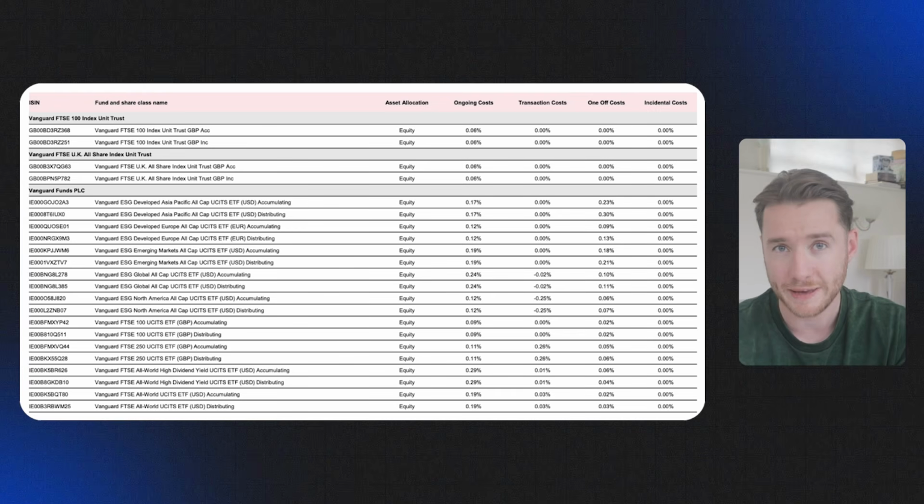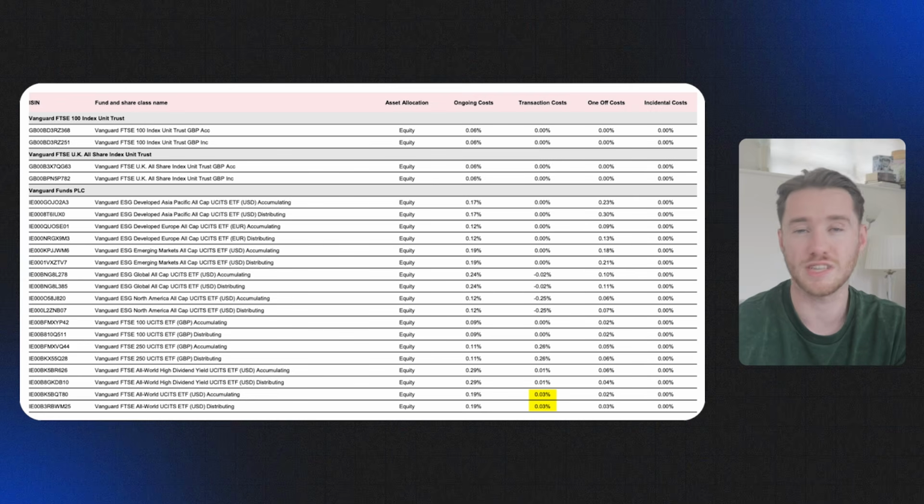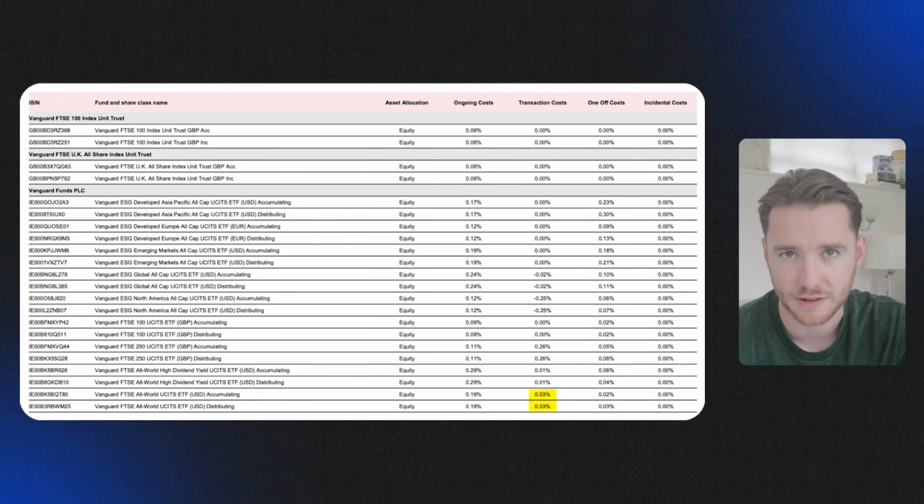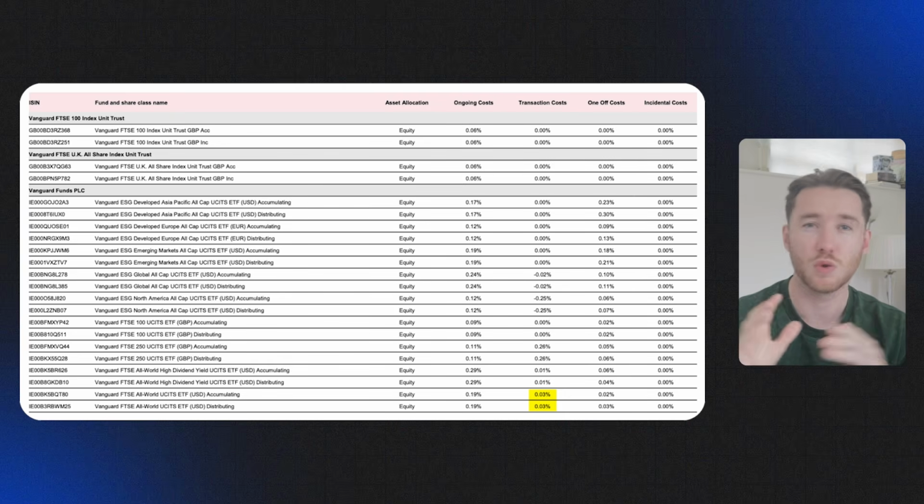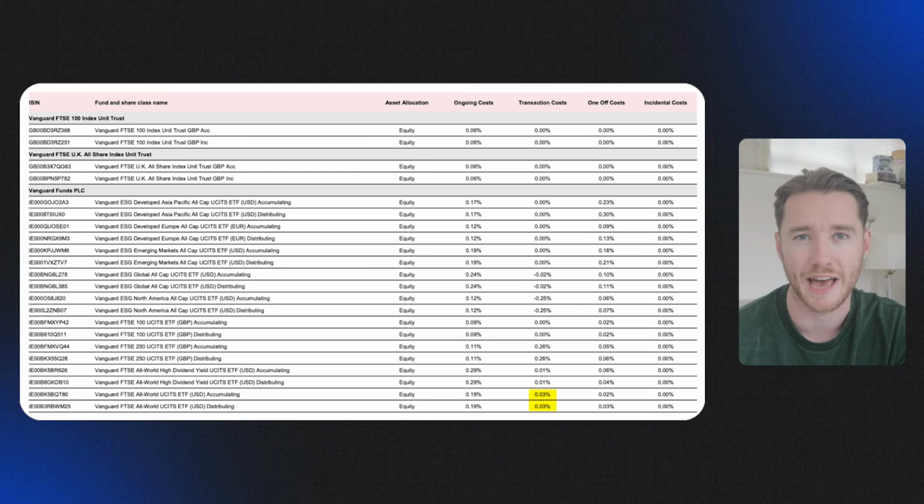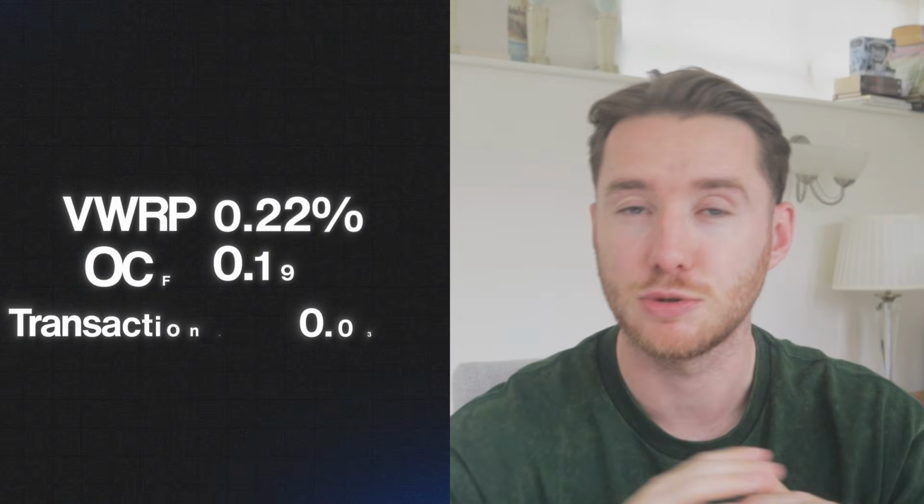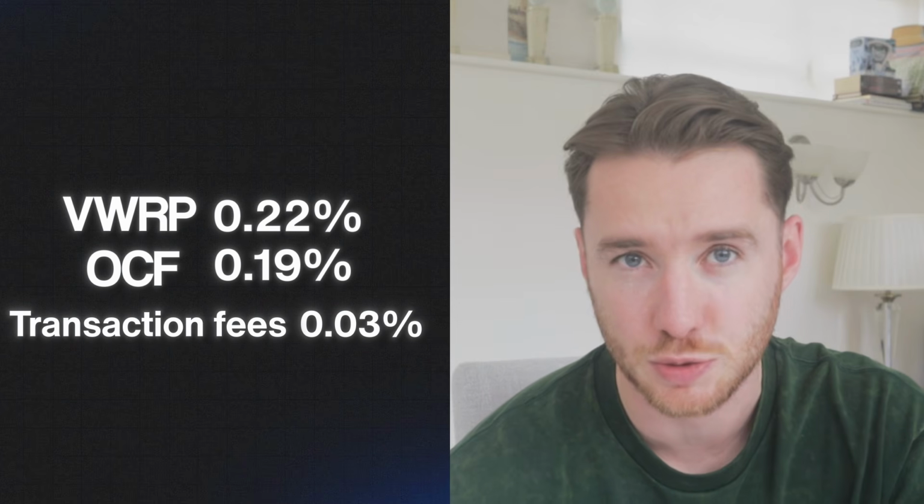For VWRP, the transaction costs are 0.03%. Although this is of course a very small percentage fee, this is another cost of investing into a fund. These transaction costs are again taken by the fund manager, although once again, we don't pay it with our own cash. So for VWRP, we're now up to 0.22% in total fees.